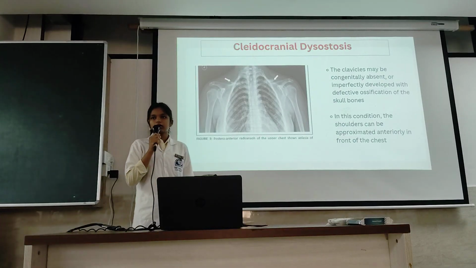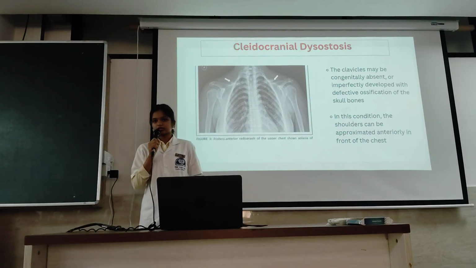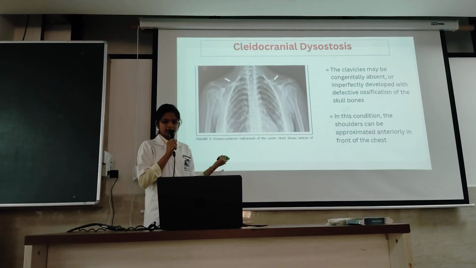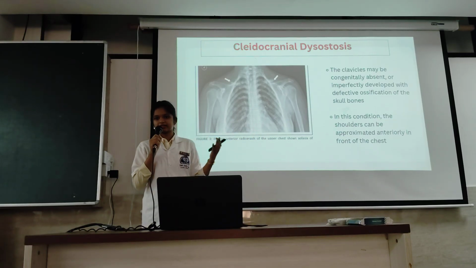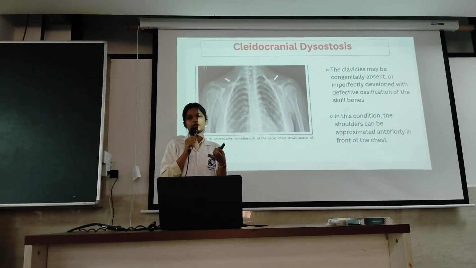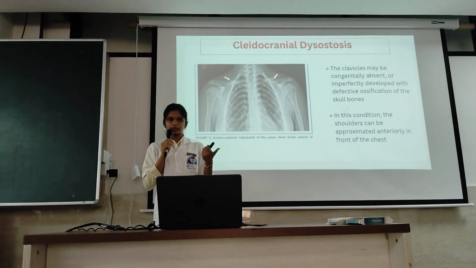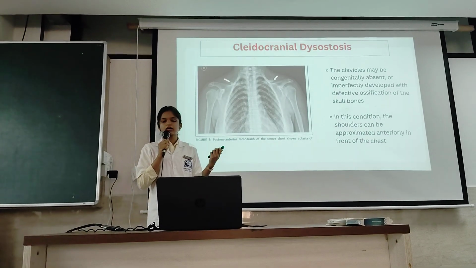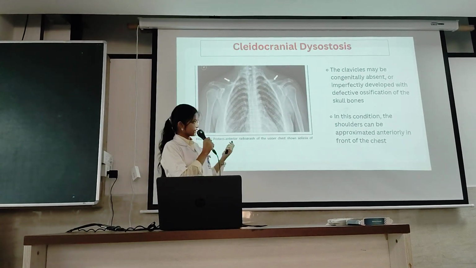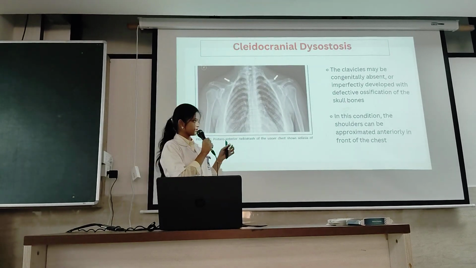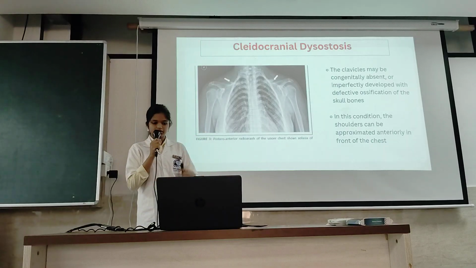Then the clavicular fracture is over, and now we are continuing with cleidocranial dysostosis, in which the clavicles may be congenitally absent or imperfectly developed, along with defective ossification of the skull bone. In this condition, the shoulders can be approximated anteriorly in front of the chest.